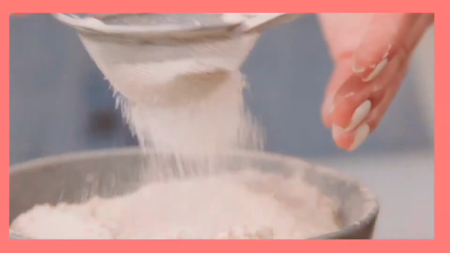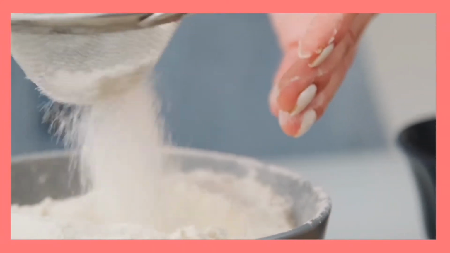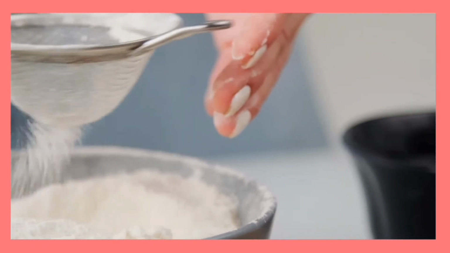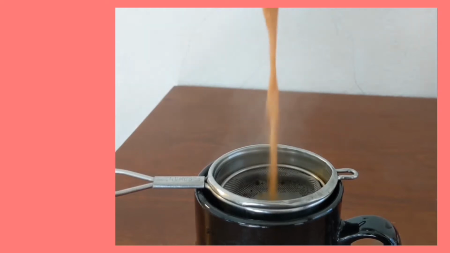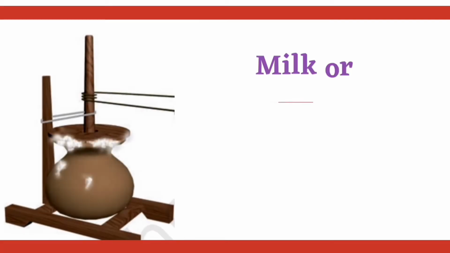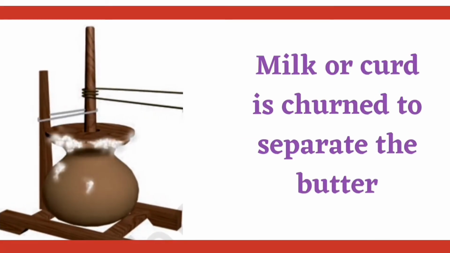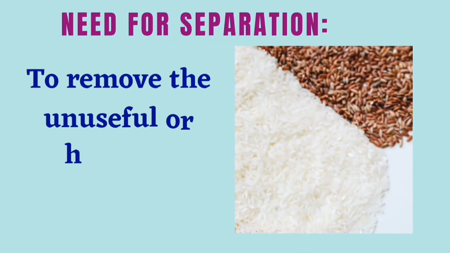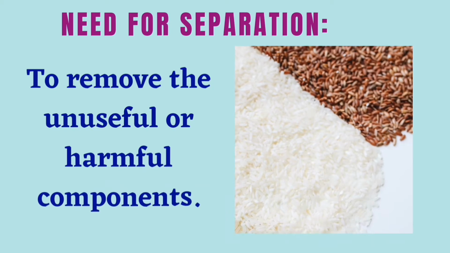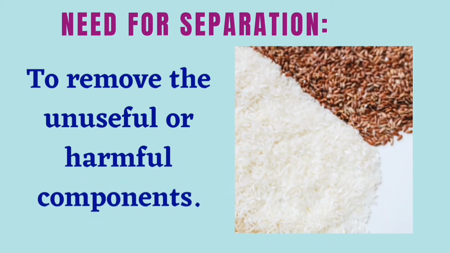In our daily life, you may have noticed a substance being separated from a mixture of other materials. Like tea leaves are separated from the liquid with a strainer while preparing tea, and milk or curd is churned to separate the butter. Before we use a substance, we need to separate harmful or non-useful substances that may be mixed with it, like stones are separated from the rice.